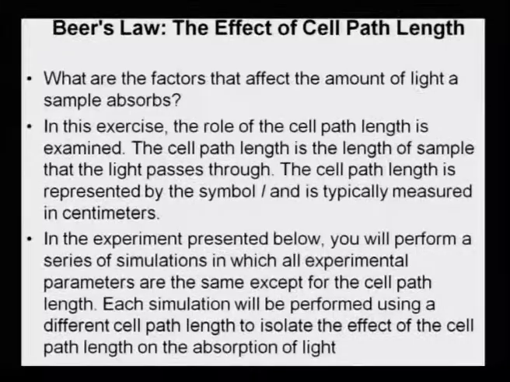In the experiment presented below, there will be a series of simulations in which all experimental parameters are the same except the cell path length. Each simulation will be performed using a different cell path length to isolate the effect of cell path length on the absorption of light. So, the cell path length is of great importance.